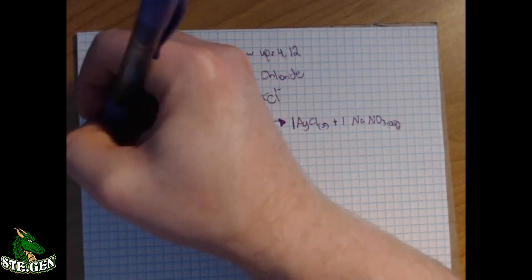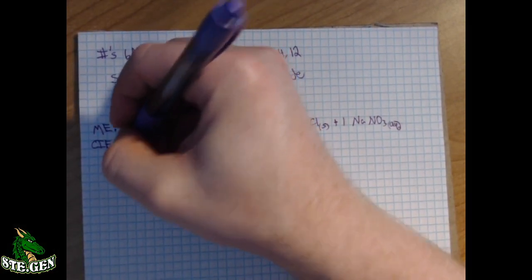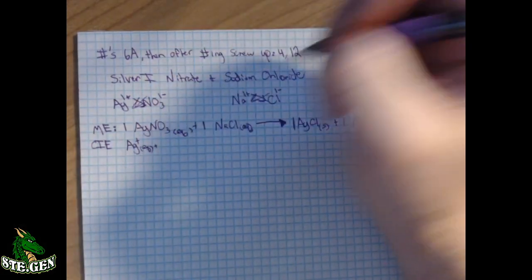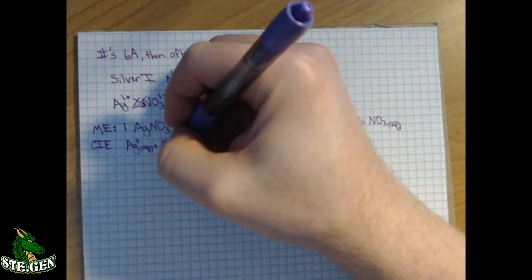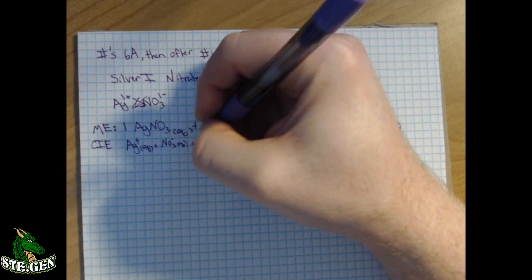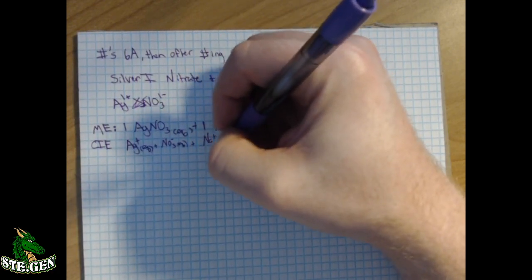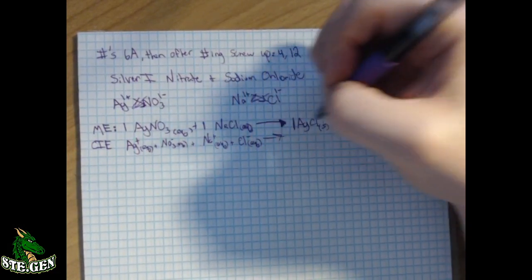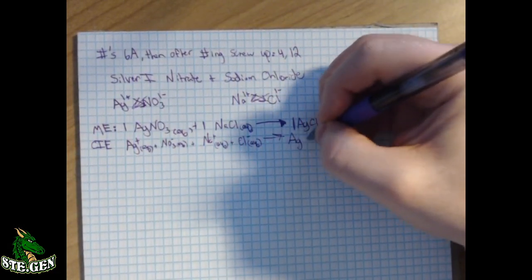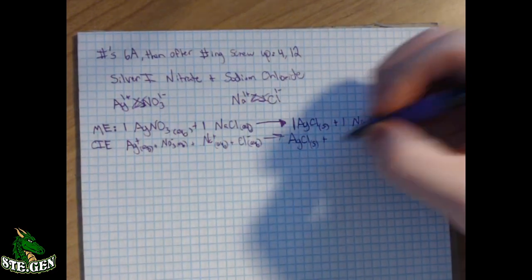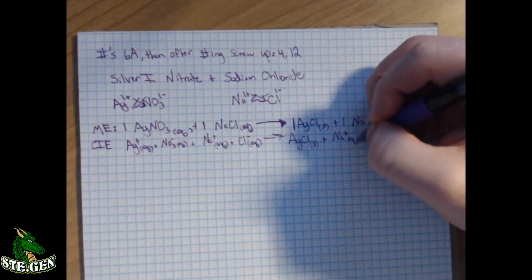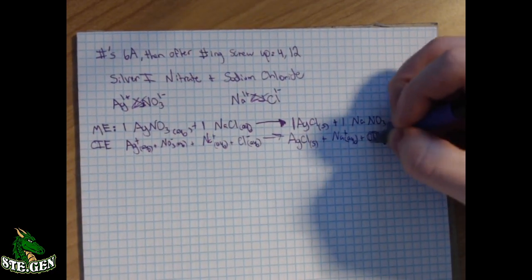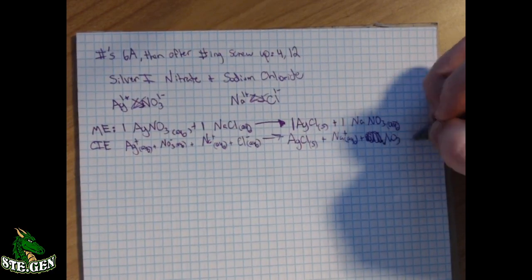So the complete ionic equation is going to be Ag+ (aq) + NO3- (aq) + Na+ (aq) + Cl- (aq) → AgCl (s) + Na+ (aq) + NO3- (aq). Sorry, NO3, I'm trying to go too fast.